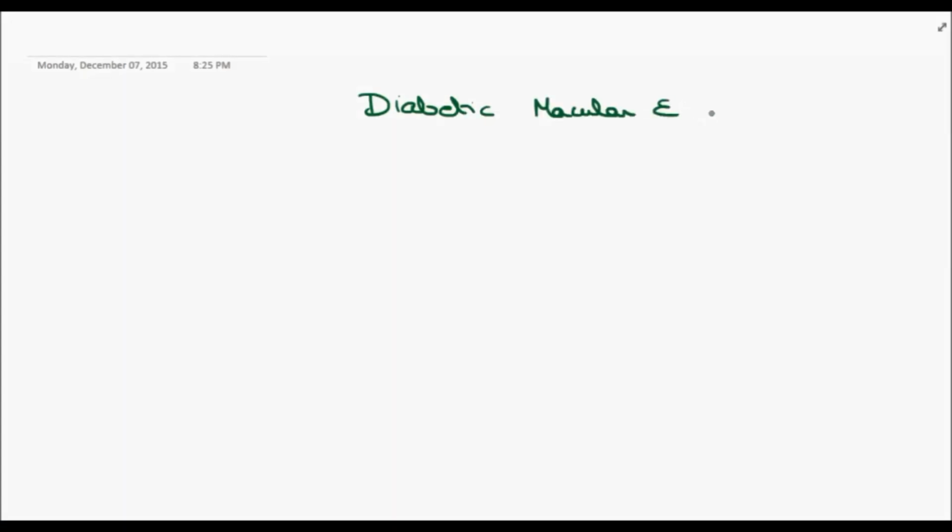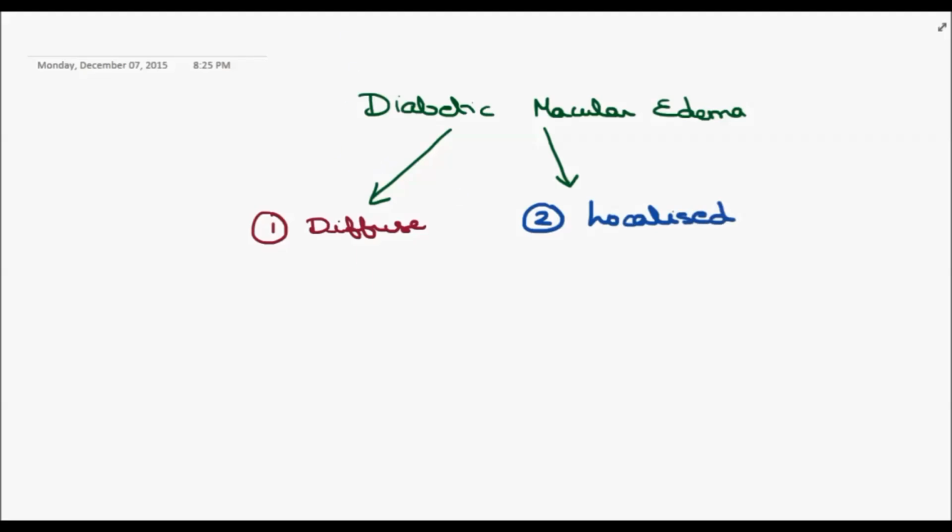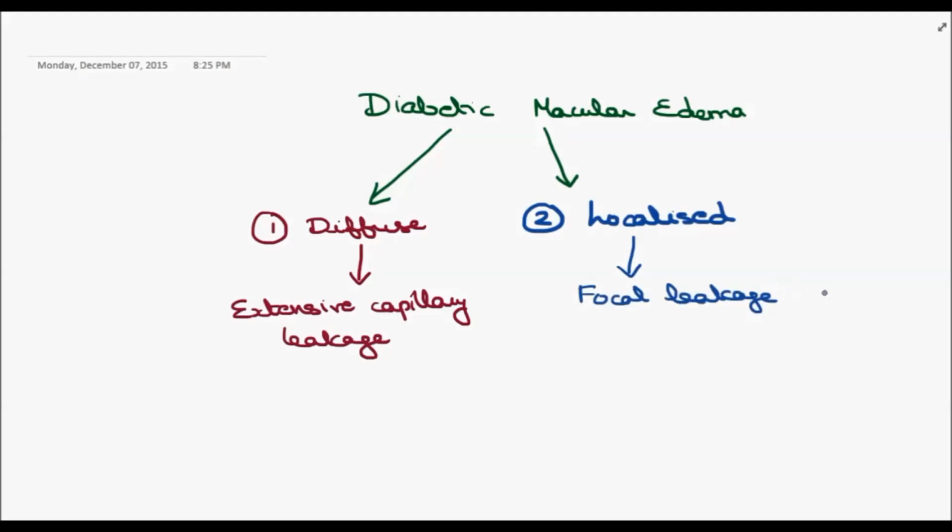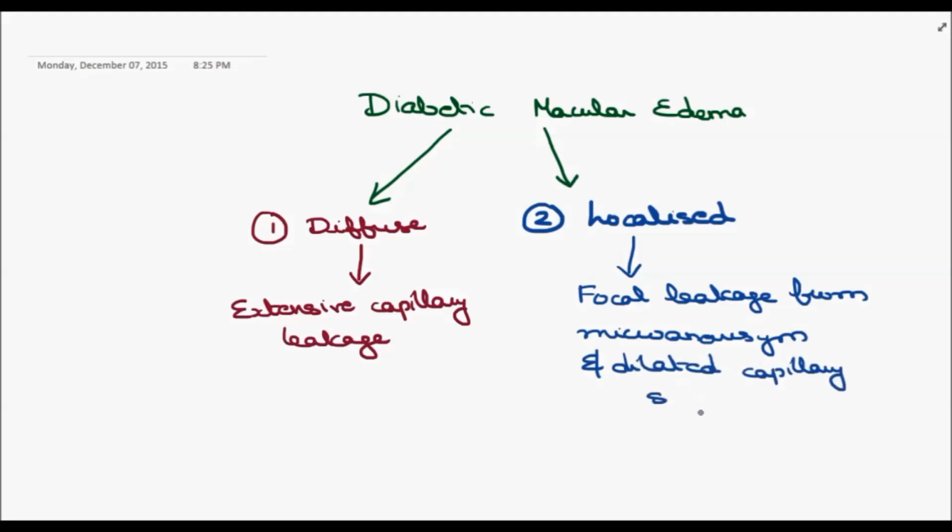So now we are going to discuss how diabetic macular edema develops. We know that diabetic macular edema can be diffuse or focal, or localized. This diffuse edema is caused by extensive capillary leakage, whereas this localized edema is caused by focal leakage from microaneurysms and also by dilated capillaries.